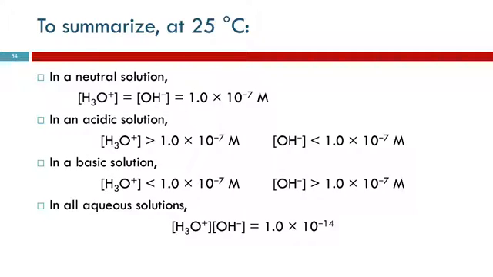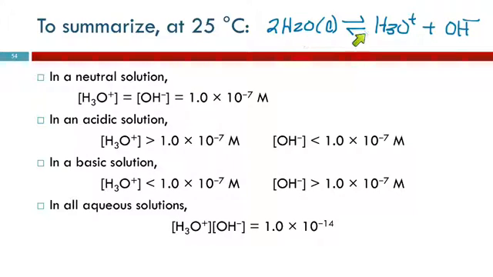If we add an acid to the water, we're going to increase the hydronium ion concentration. The hydronium ion concentration is going to be larger than 1 times 10 to the minus 7. And then what does that do to the equilibrium? Remember Le Chatelier's principle? So let's write it this way. 2 water molecules in equilibrium with hydronium and hydroxide.